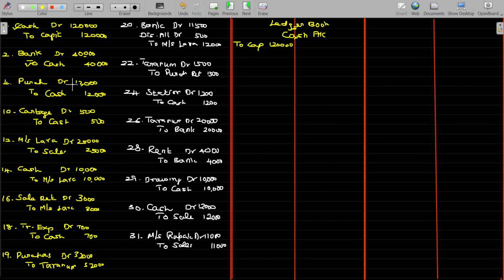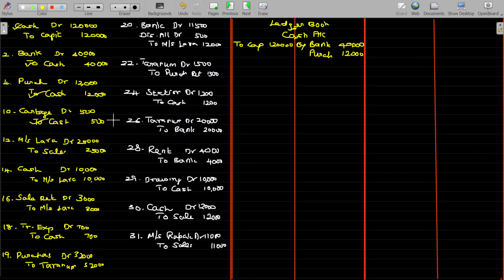In the second journal entry, cash is in the credit side, so I will put that value in the credit side by stating the other account name, by bank, this value being 40,000. Fourth one, cash is in the credit side. In the credit side, I have to write again by purchases, this value being 12,000.